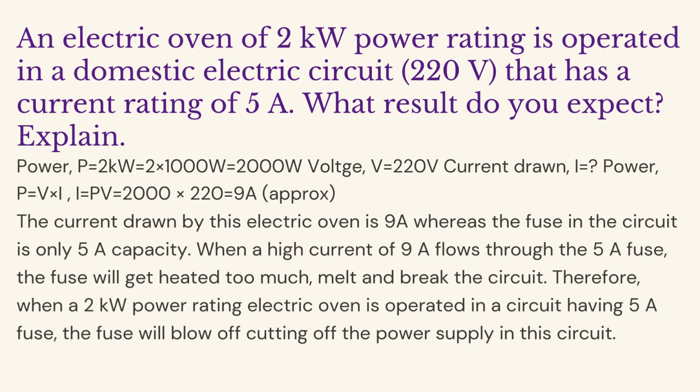The current drawn by this electric oven is 9 ampere, whereas the fuse in the circuit is only 5 ampere capacity. When a high current of 9 ampere flows through the 5 ampere fuse, the fuse will get heated too much, melt and break the circuit. Therefore, when a 2 kW power rating electric oven is operated in a circuit having a 5 ampere fuse, the fuse will blow off, cutting off the power supply in this circuit.